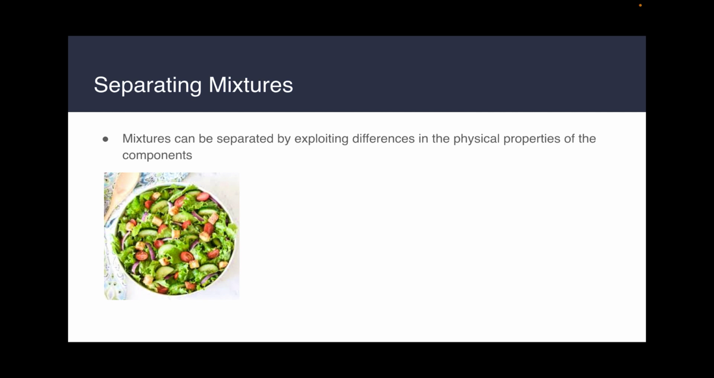Consider a salad, which is an example of a heterogeneous mixture. We could easily exploit the differences in physical properties of the components of this salad. For instance, tomatoes have a different color than lettuce and croutons and cucumbers. So we could easily just pick apart this salad with our hands. Likewise, different particle size, using the term particle really loosely here. So there's lots of really easy ways to separate this mixture based on different physical properties of its components.